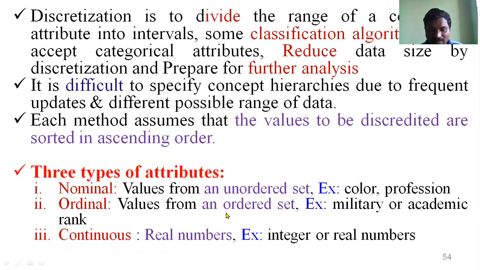Ordinal data means values from an ordered set. For example, military rank or academic ranking. Another one is continuous data, real numbers. For example, age greater than 40 years, 40 to 50 years, greater than 50 years. Like that, you may calculate the age. Integer or real values you consider here. That means in this discretization, you are taking three types of attributes.